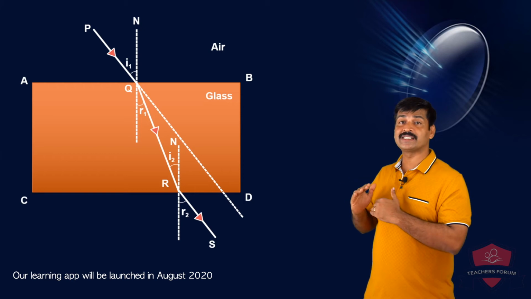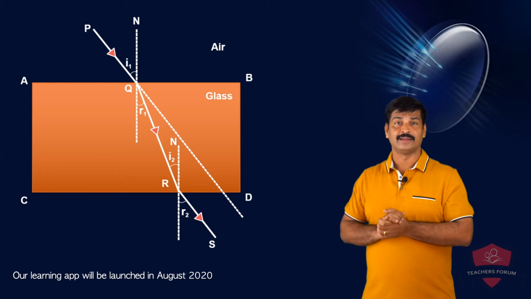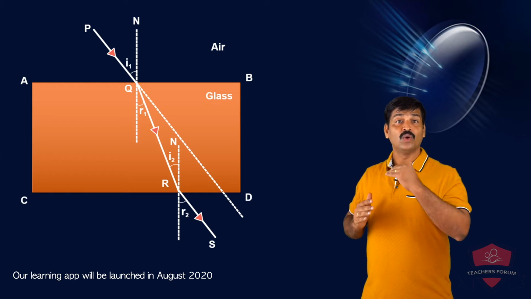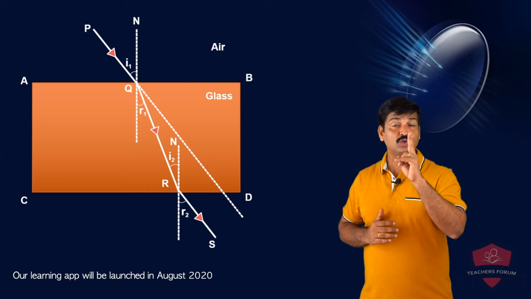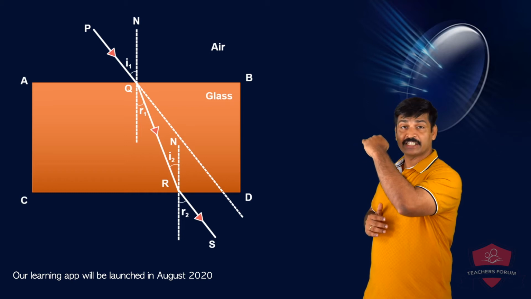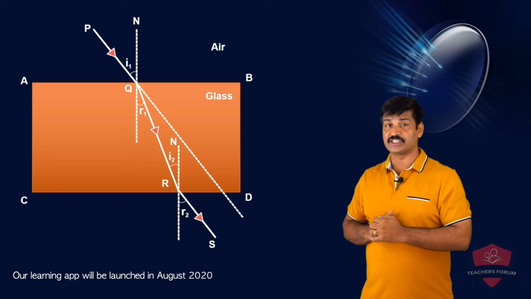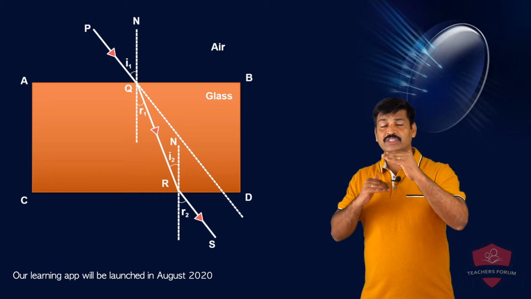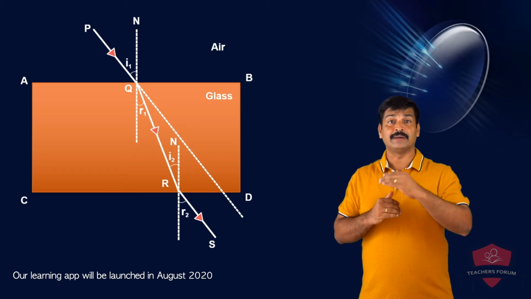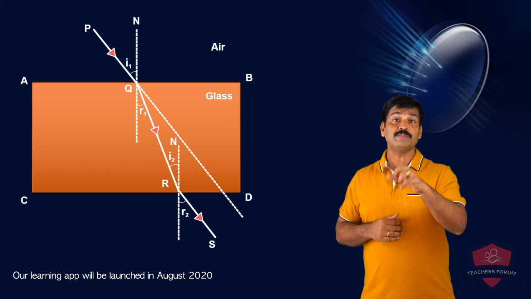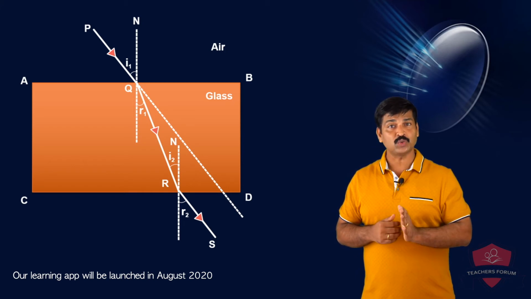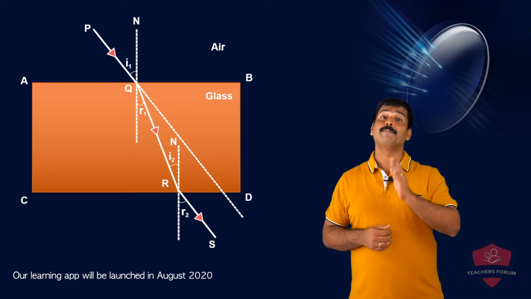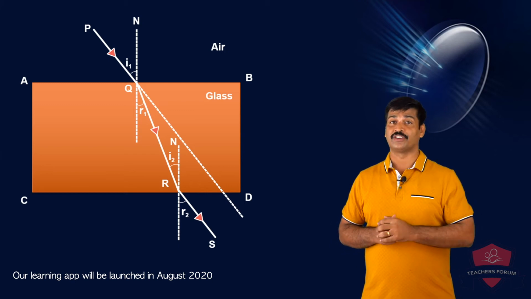Why are these two rays parallel? Because the refraction here takes place at two surfaces. At first at AB, then at DC. At these two sides, when the refraction takes place, the bending of light takes place. This bending of light is equal and opposite. That's why the emergent ray is parallel to the incident ray.